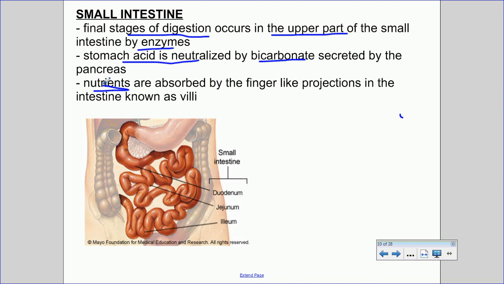And it is in the small intestine where nutrients get absorbed. So the final stages of digestion, where those molecules get broken down into individual monomers, those nutrient monomers then get absorbed by finger-like projections in the intestine known as villi. So there are these finger-like projections that point towards the lumen, or the opening of the small intestine, and it is on these finger-like projections where absorption will occur.